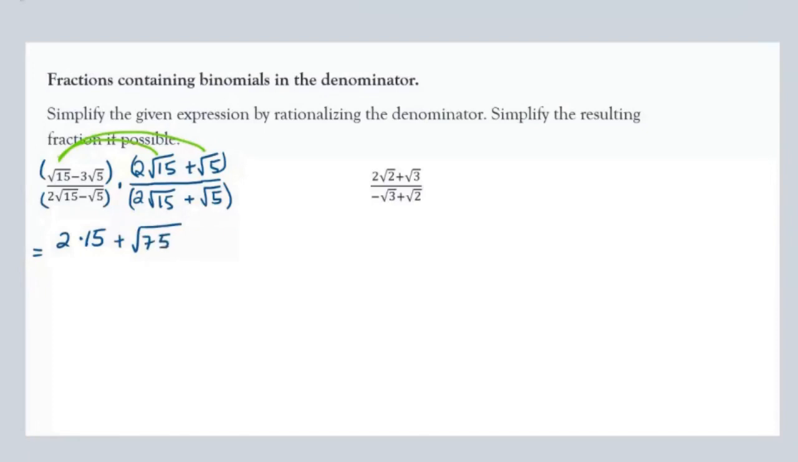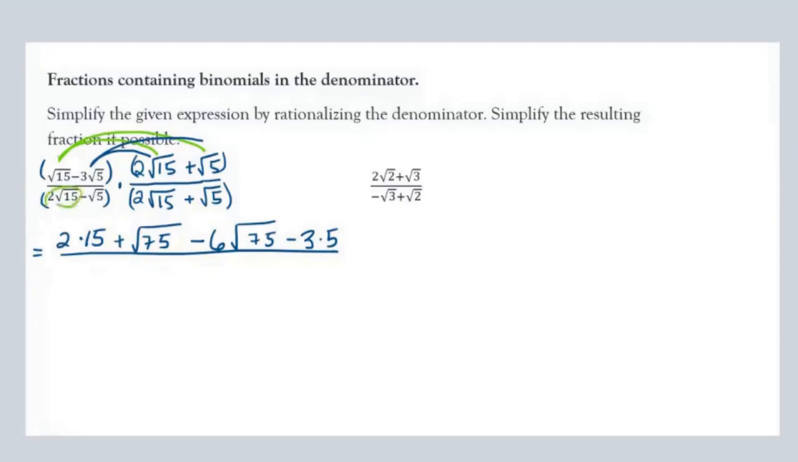Now we'll take negative 3 root 5 and multiply it by both terms in the second binomial of the numerator. Negative 3 root 5 times 2 root 15, that will be negative 3 times 2 is 6, 5 times 15 is 75. And finally, negative 3 root 5 times root 5 is going to be negative 3 times 5. That's just our numerator. So now we need to do the same thing for the denominator, multiplying binomial times binomial.